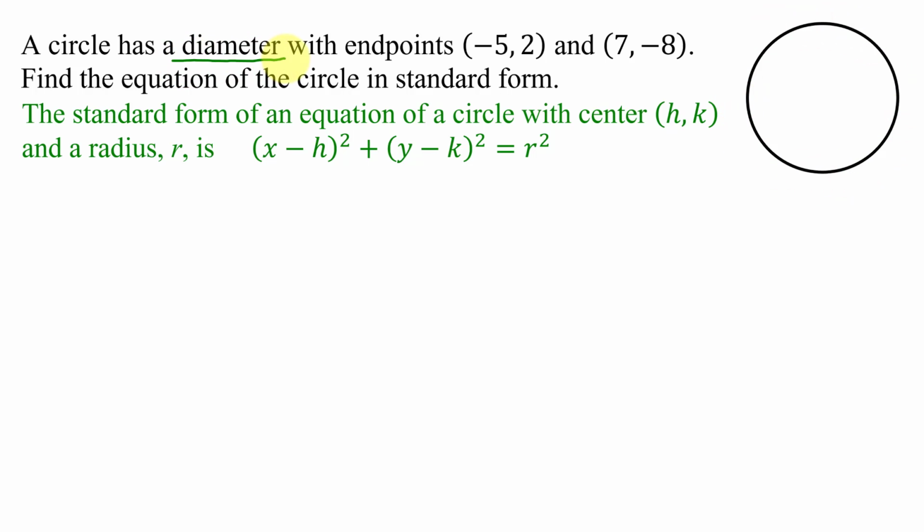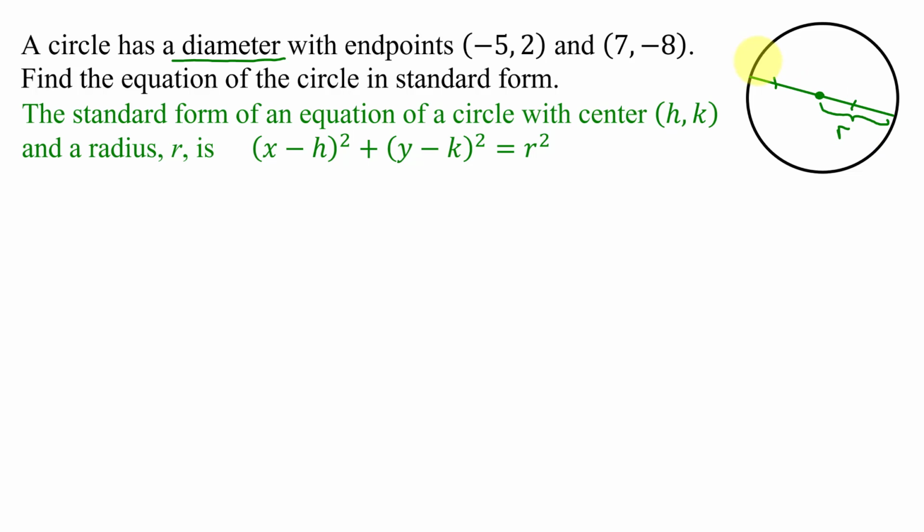I'm given the diameter. And remember, the diameter is a special chord in this circle as it goes through the center of the circle. And the center of the circle bisects the diameter into two equal distances. Each of these are called a radius. So now, can I use my knowledge of geometry to find the center and the radius?